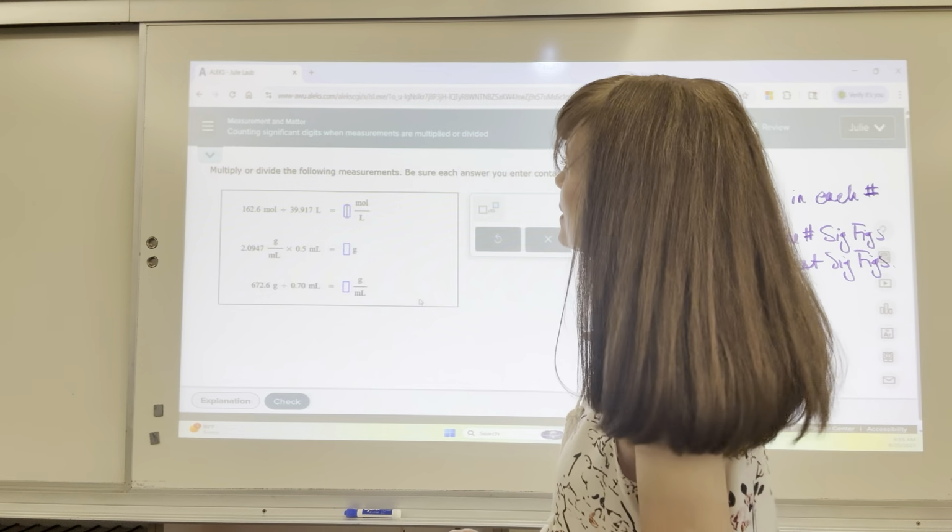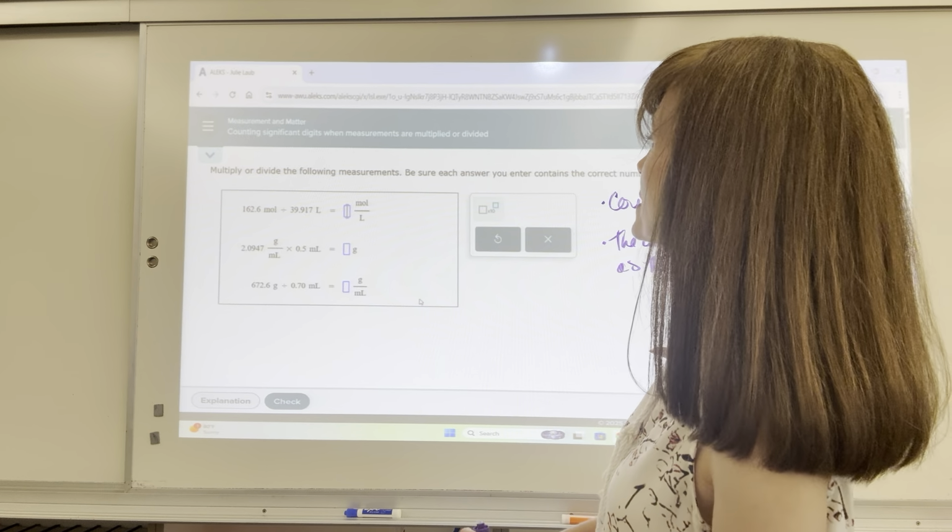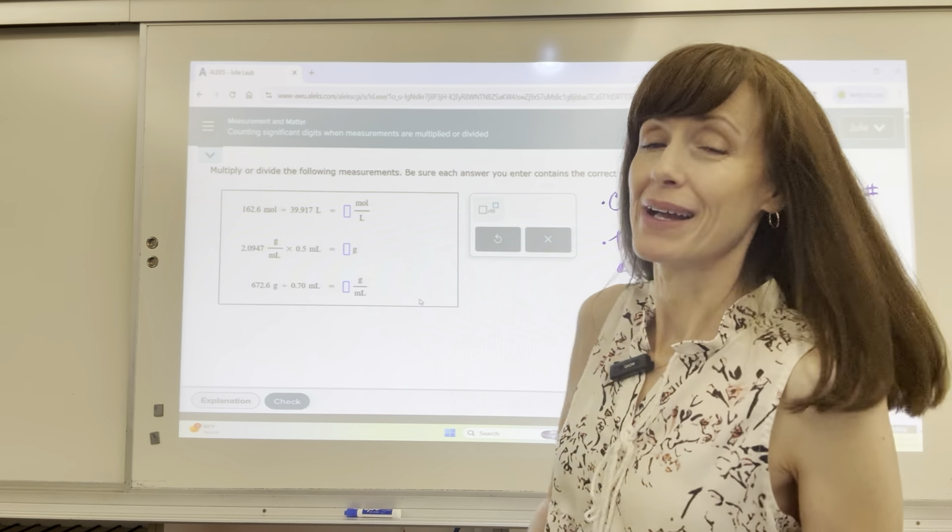Today we are going to do counting significant digits with measurements when measurements are multiplied or divided.